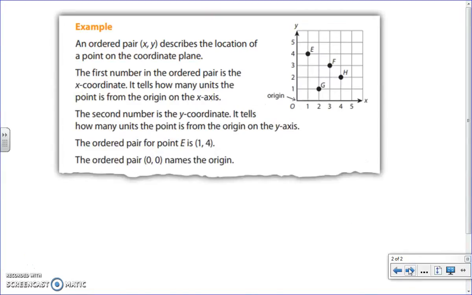It says an ordered pair (x, y) describes the location of a point on the coordinate plane. The first number of the ordered pair is the x-coordinate. It tells how many units the point is from the origin on the x-axis. The second number is the y-coordinate. It tells how many units the point is from the origin on the y-axis. The ordered pair for E is (1, 4). The ordered pair (0, 0) names the origin.